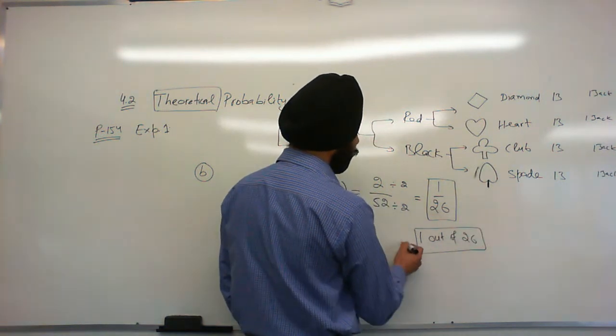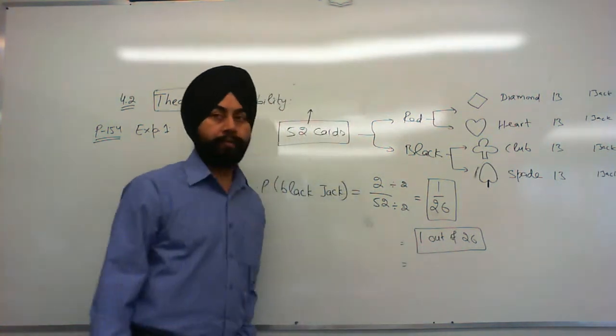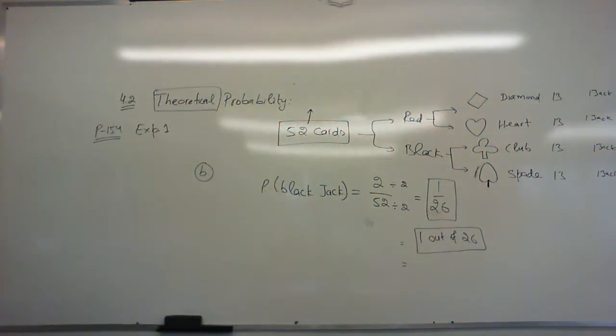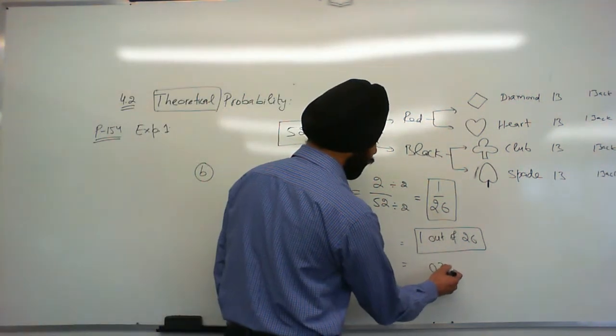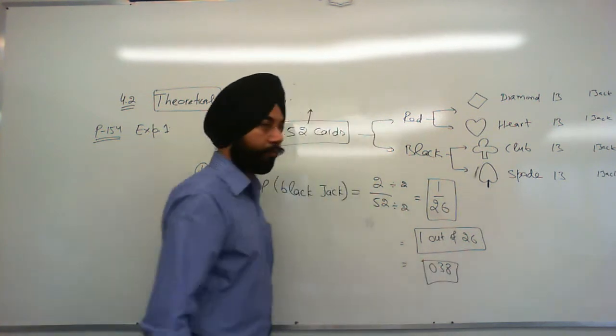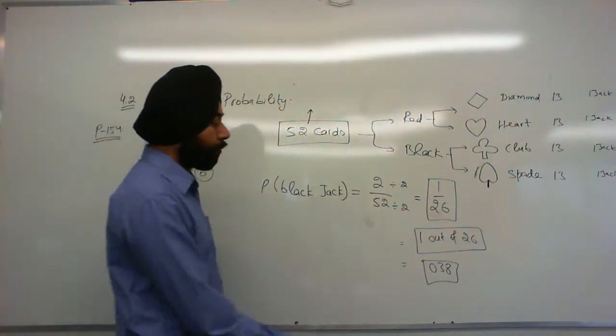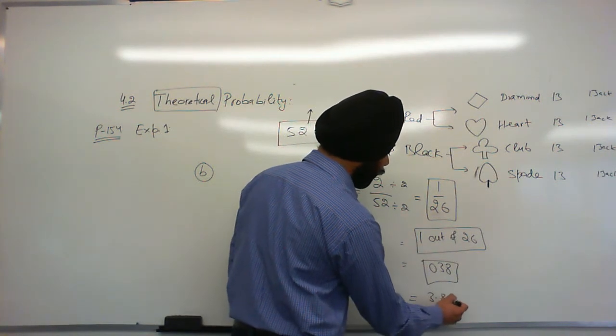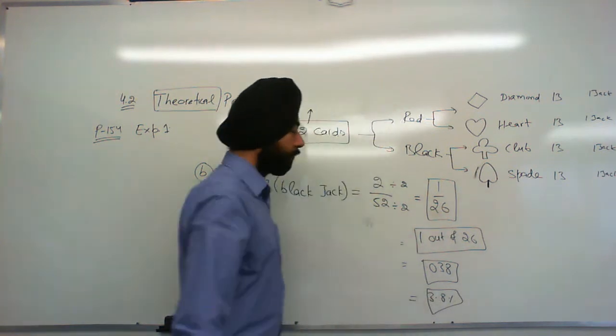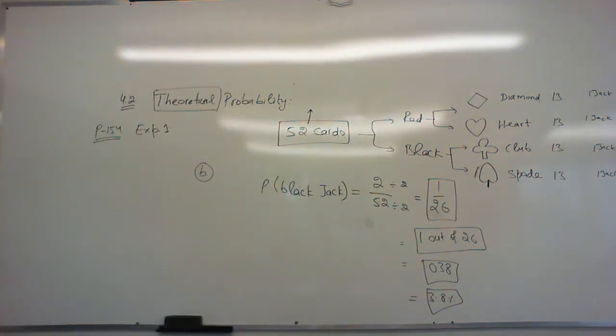Then you change this into decimal, divide 1 by 26, what do you get? Point 038. And then you multiply 0.038 by 100, that will be in percent. It will be 3.8%. These are your answers, 4 different answers. They are the same answers actually written in different forms.